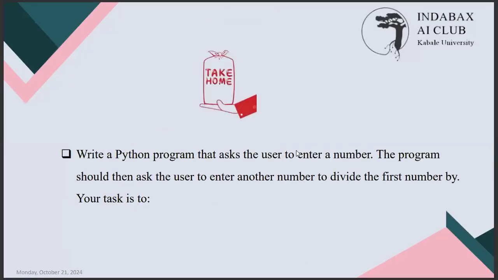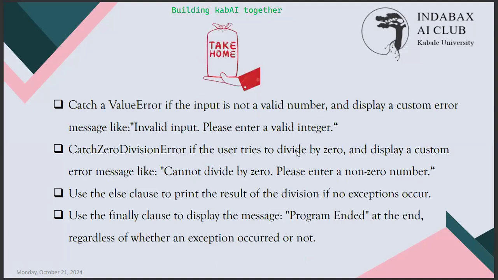Okay, so this is your take home. You write a Python program that asks the user to enter a number, and the program should then ask the user to enter another number to divide the first number by. Then you should catch a value error if the input is not valid and display a custom error message like invalid input, please enter a valid integer. Should catch a zero division error, should use the else clause, so this is a little bit basic. So I hope everyone won't find issues with coming up with this.